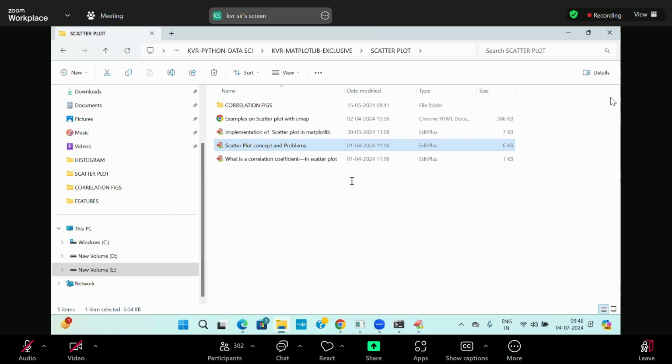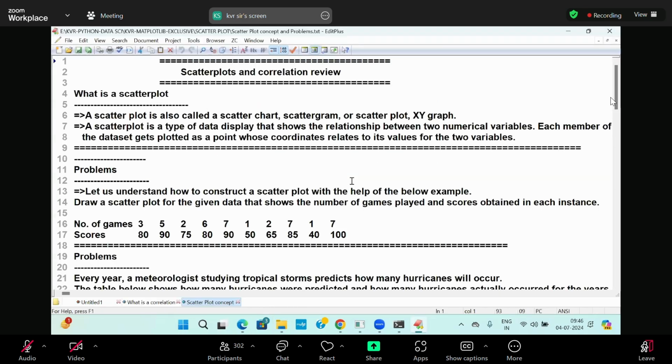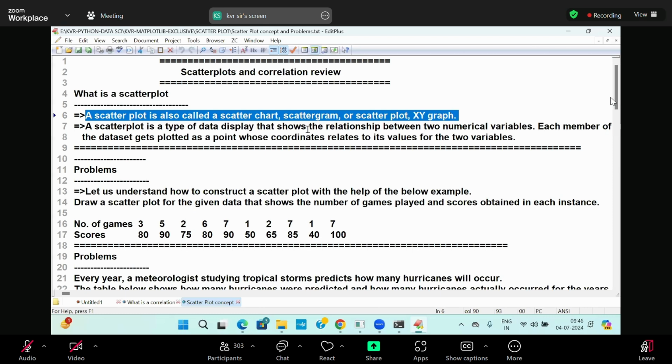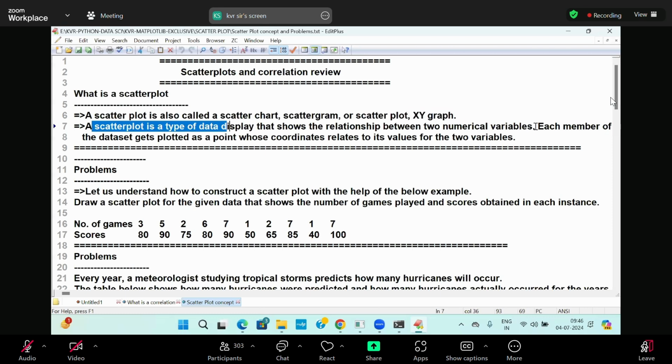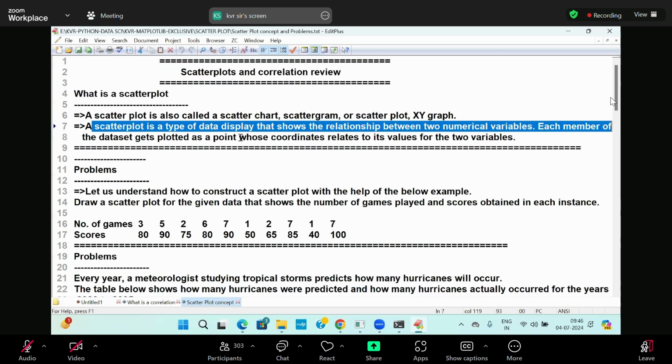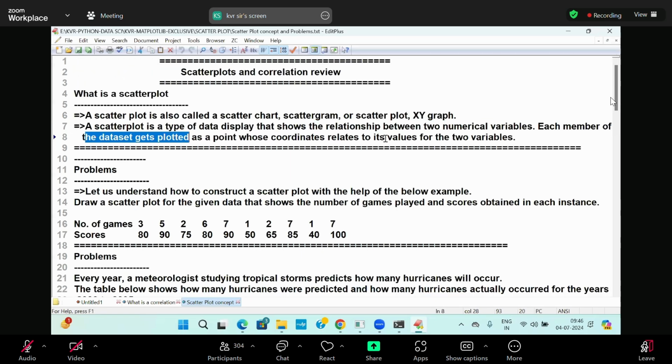Implementation of scatter plot. First, you try to understand scatter plot. A lot of examples I also prepared from different analysis websites. What is a scatter plot? A scatter plot is also called scatter chart, scatter diagram, or XY graph. A scatter plot is a type of data display that shows the relationship between two numerical variables. Each member of the data set gets plotted as a point whose coordinates relate to its values for the two variables.